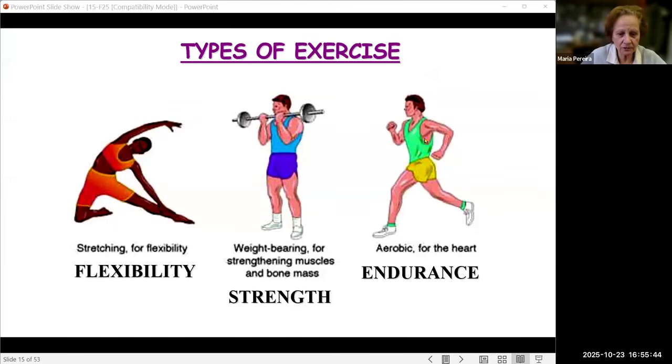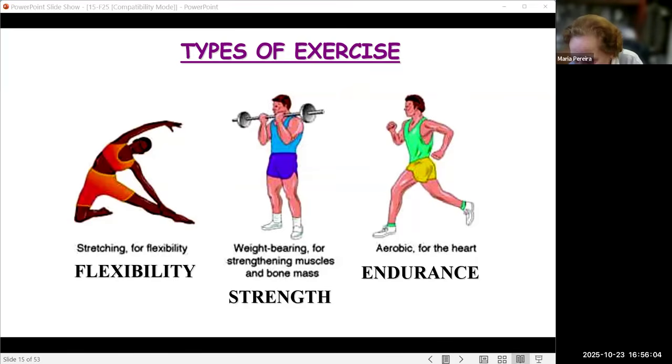Okay, so here you have the endurance to improve cardiovascular, to improve heart function, strength to increase the size of the muscle fibers, and flexibility targets the ligaments.